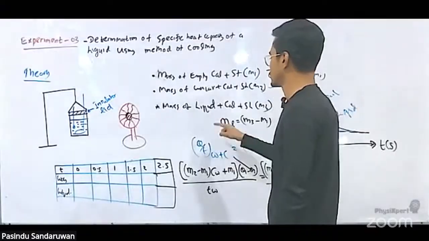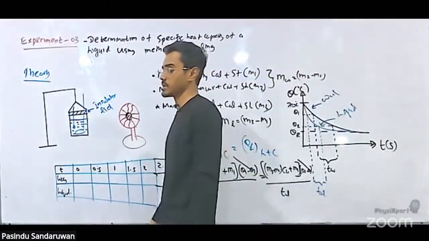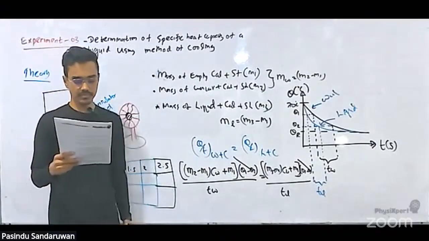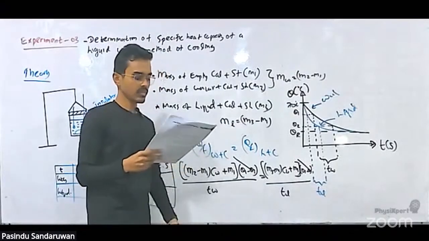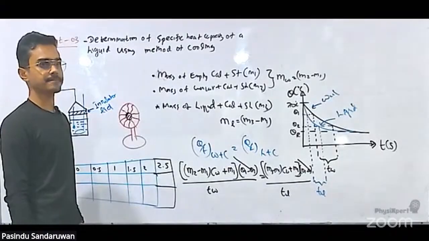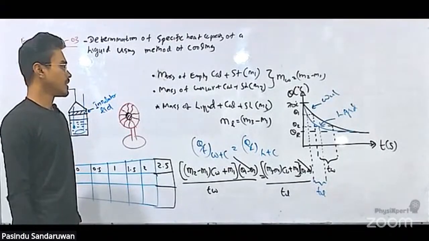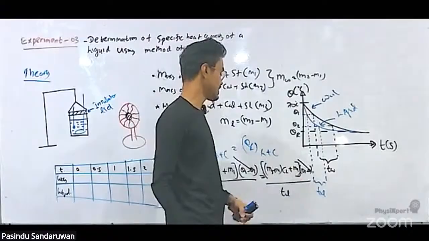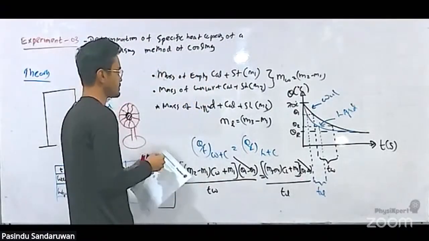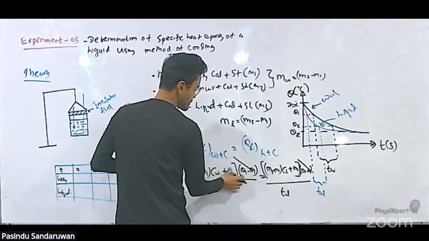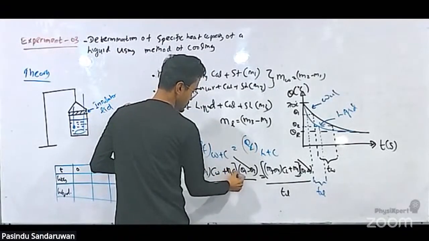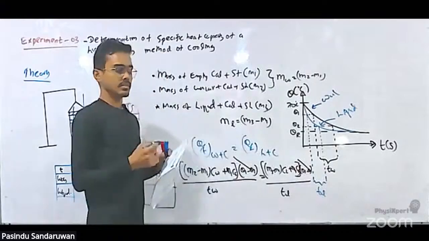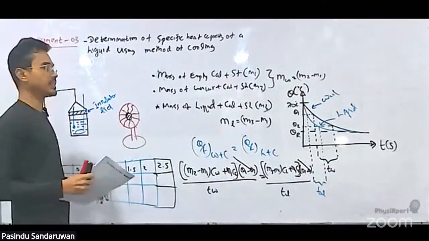Next, specific heat capacity of calorimeter, CS.